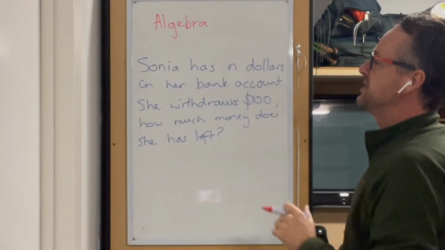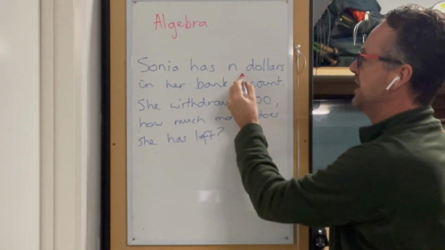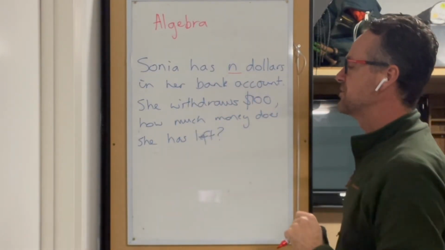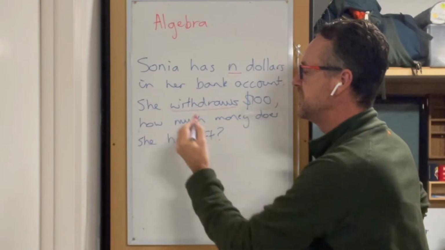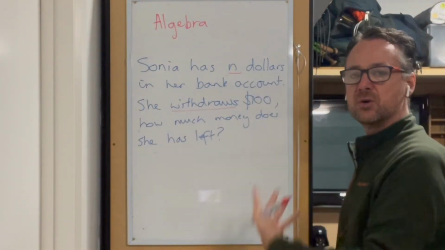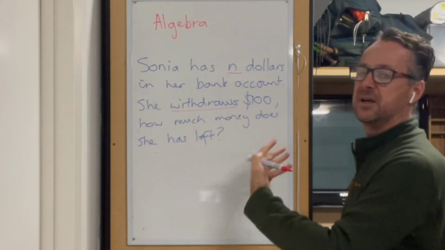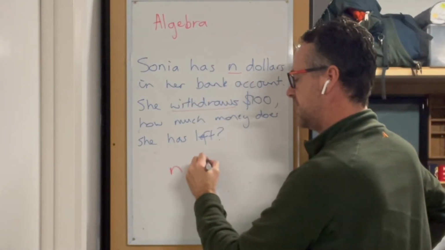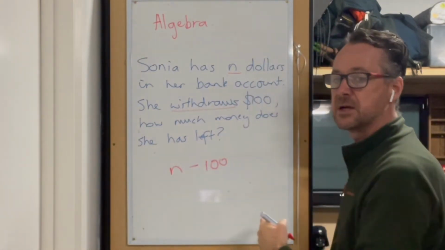Okay, so Sonia has N dollars in her bank account. So N is our pronumeral in this case. In her bank account, she withdraws $100. So withdraws means subtraction. How much money does she have left now? Again, you're not after a dollar amount, you are after an expression. So here we want to have N, and we're taking away 100, and that becomes our answer.